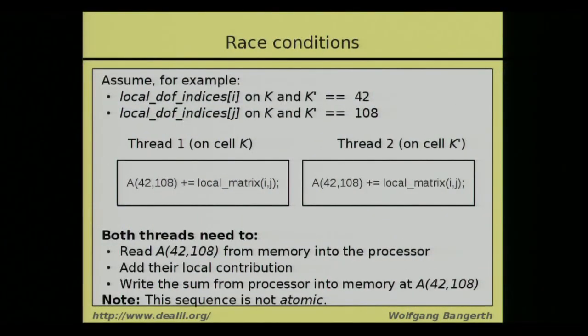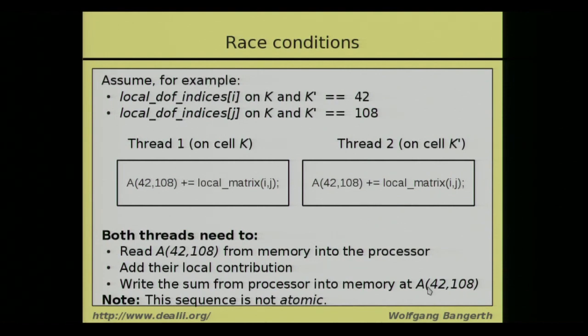We call this problem a race condition. So here is just a summary of what I just said, right? Both of these want to write into entry A42,108. Now, a race condition is something like this. In order to execute this operation on thread 1 or on thread 2, what both of these threads will have to do is they read the entry A42,108 from memory into the processor. They add their local contribution to, let's say, the register where this variable is stored right now. And then they have to write the sum from the processor into this memory location again.